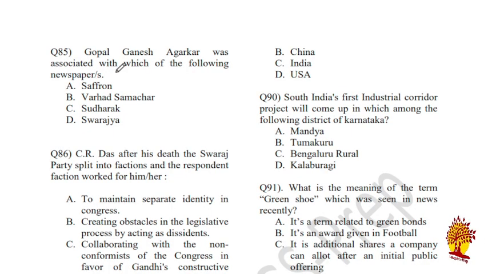85th question. Gopal Ganesh Agarkar was associated with which of the following newspapers? The correct answer is option C, Sudharak. Option C, Sudharak, is the right answer.